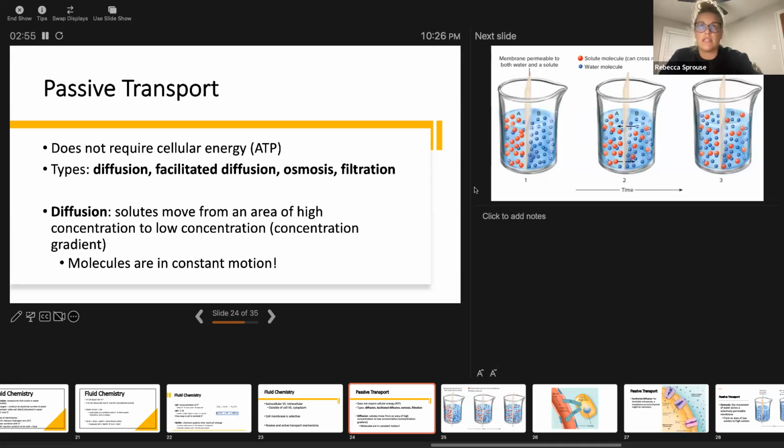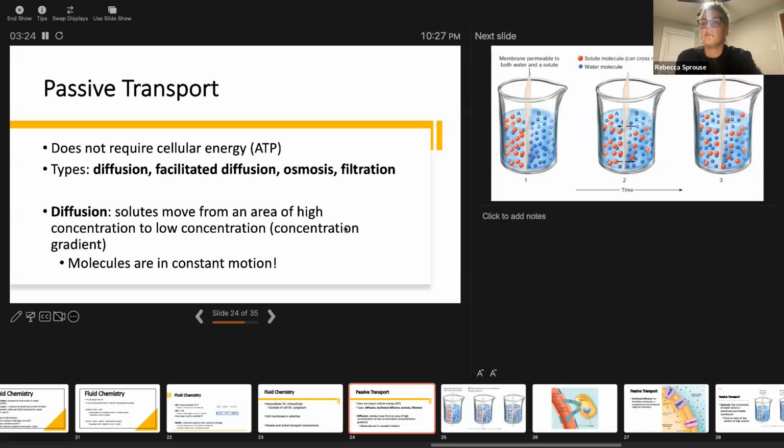So let's just say, for example, that over here, you have a very high concentration of sodium ions, and over here on this side of the cell membrane, you have a very low concentration of sodium ions. And if sodium is going to move from an area of high to low concentration, it's going to move from over here where it's high to over here where it's low. And molecules are in constant motion, so they may move back and forth before they reach that equilibrium.